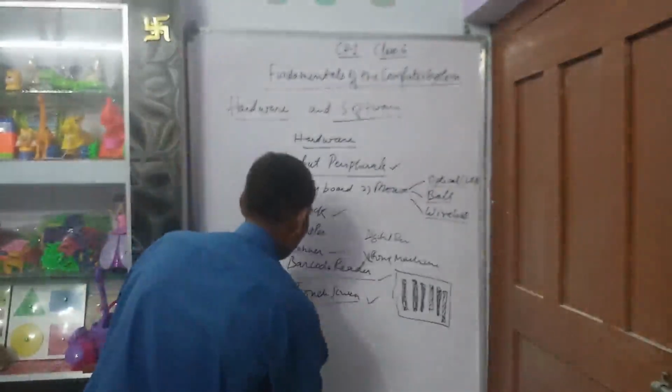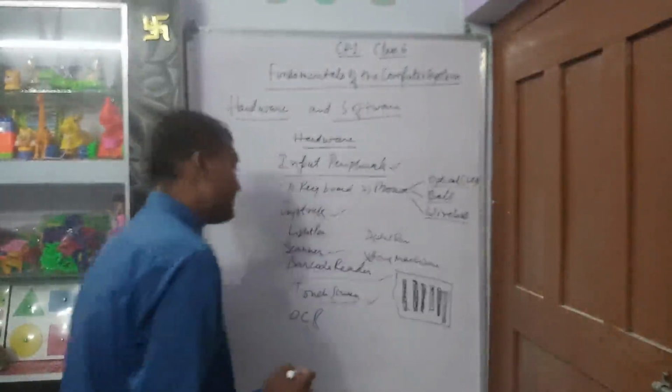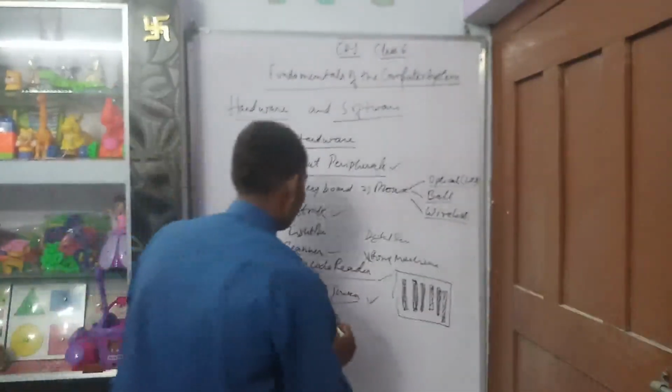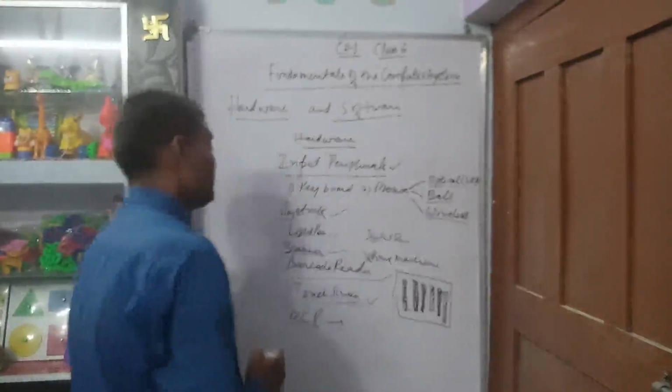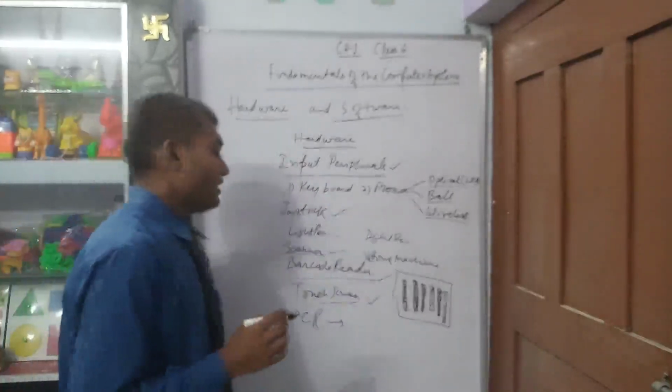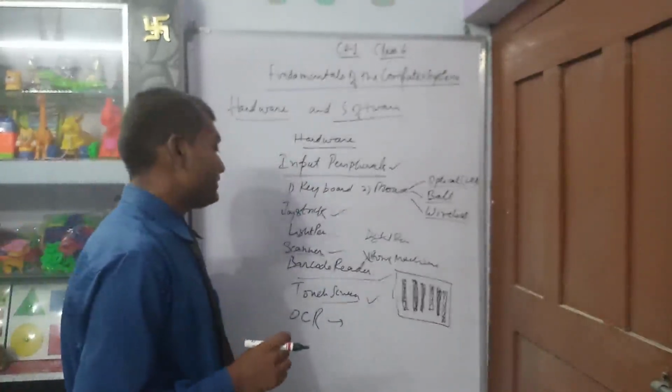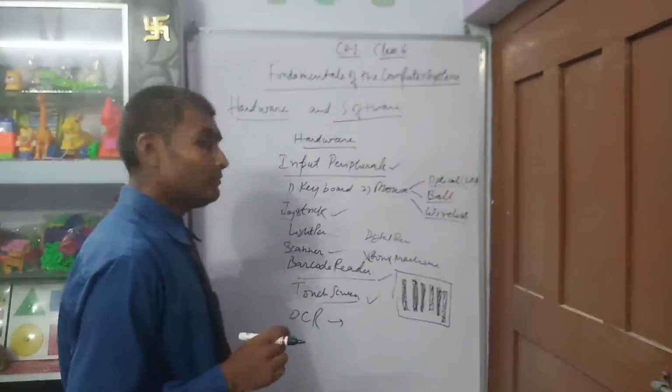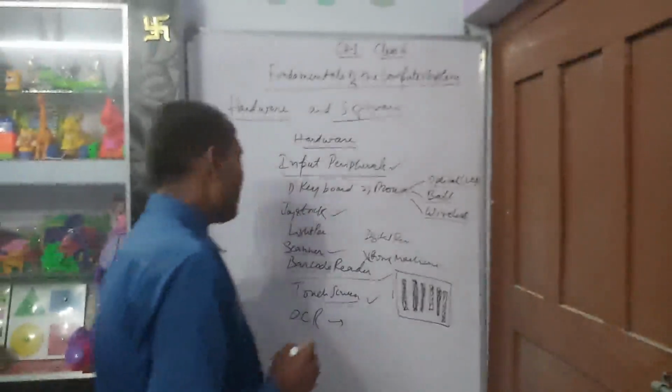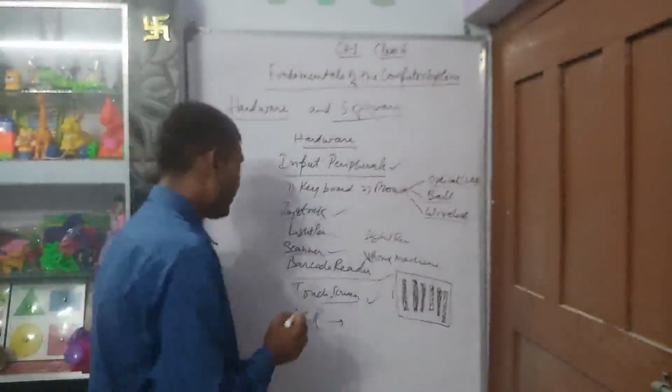Next is OCR, that is the optical character reader. It is also an input device. It scans all the characters one by one with the help of this OCR device. The full form of OCR is optical character reader.